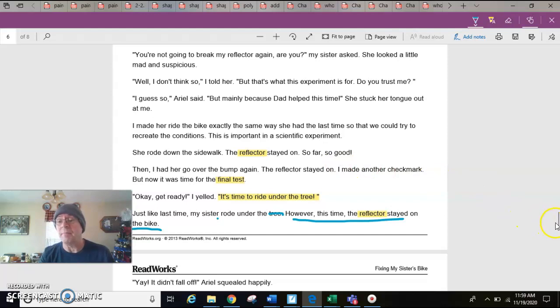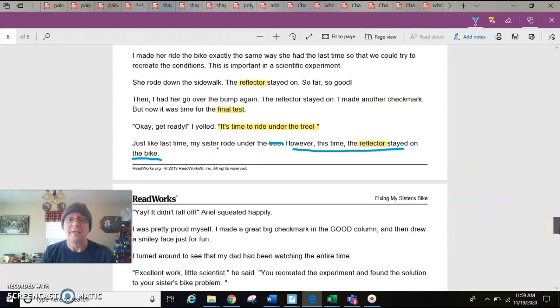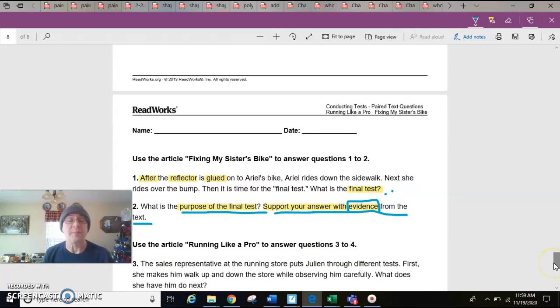And so that's going to be your evidence for how you know that the purpose is to see if the reflector stays on. Because last time it did not stay on. They have to give it that final test to make sure that the glue held through all the conditions. That's the type of answer that they're looking for. Okay, so you've got to be very thorough about how you answer these questions.